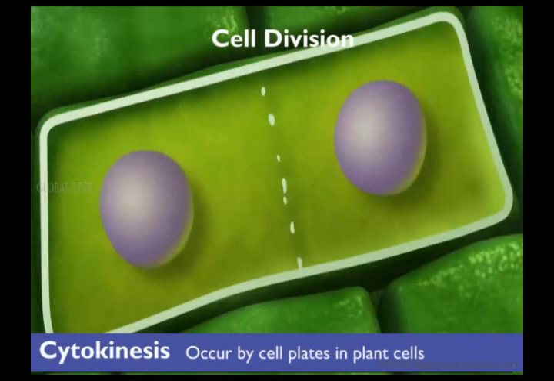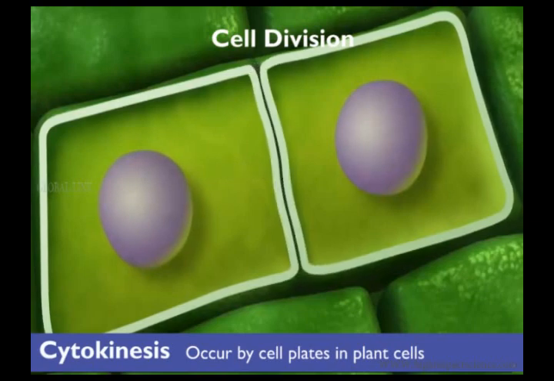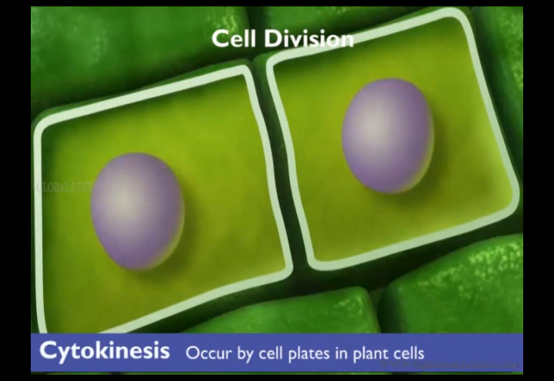Since plant cell walls cannot be constricted by actin fibers, vesicles form an expanding membrane partition called the cell plate. Like animal cells, plant cells use cytokinesis to finish the division of the contents of the cytoplasm between the two identical daughter cells.